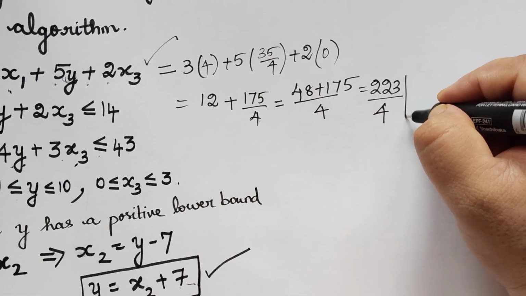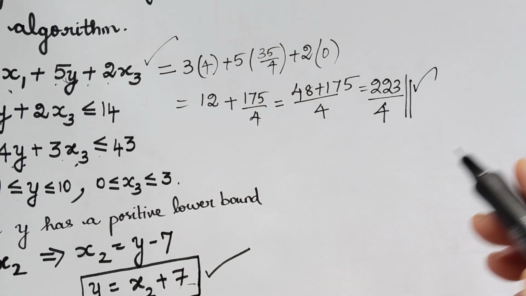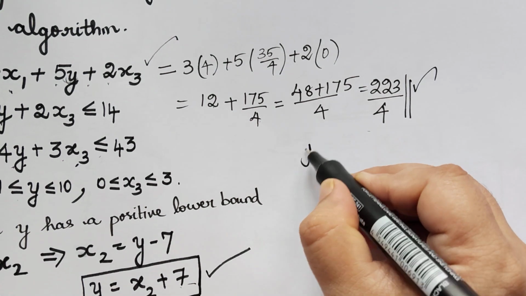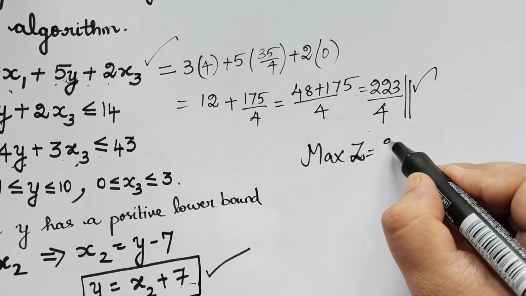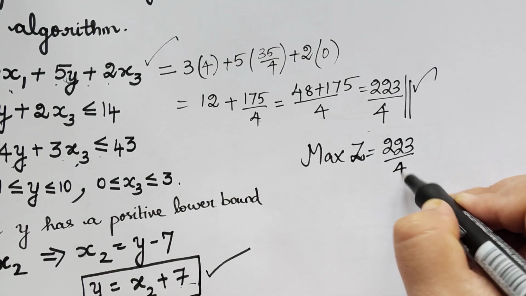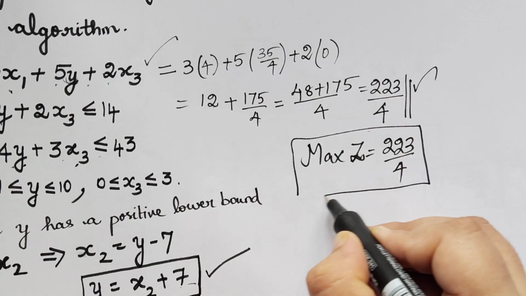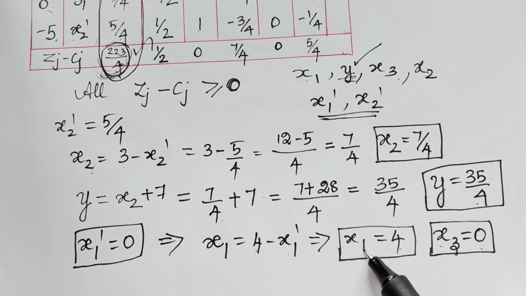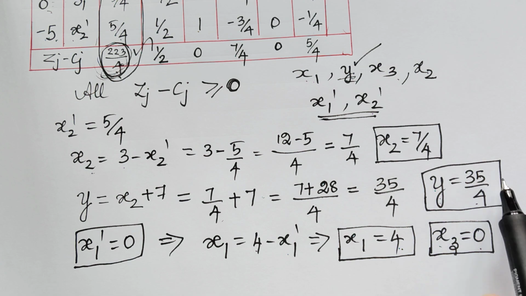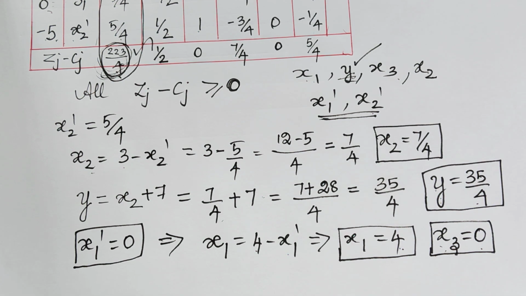So we have observed that we have got it to be 223 divided by 4, which is the max z value. So max z value is equal to 223 divided by 4. So this is the solution, where the value of x1 was equal to 4, y is equal to 35 by 4, and x3 is equal to 0.